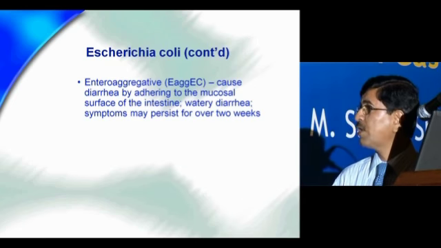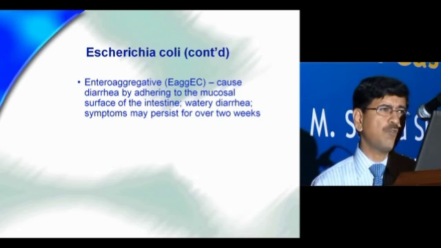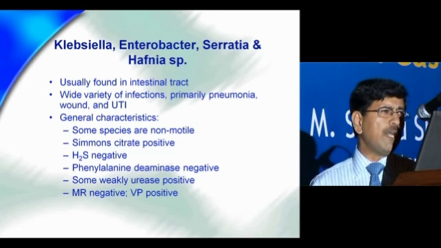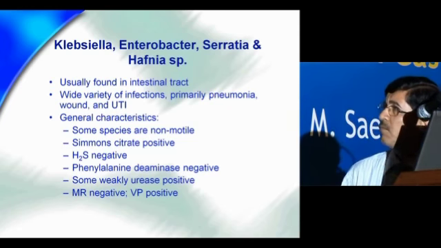Other organisms involved in the intestinal infection are Klebsiella, Enterobacter, Serratia and Hafnia. They are usually found in the intestinal tract. A wide variety of infections can occur because of these. Primarily, they may cause other site infections like pneumonia, wound infections and urinary tract infection, which will be taken up by my other colleague.